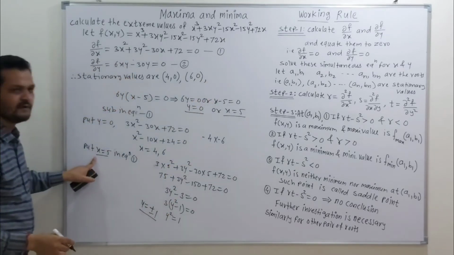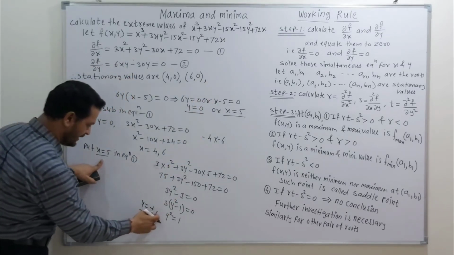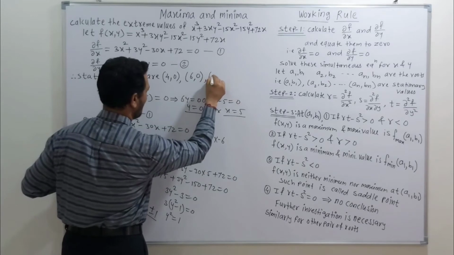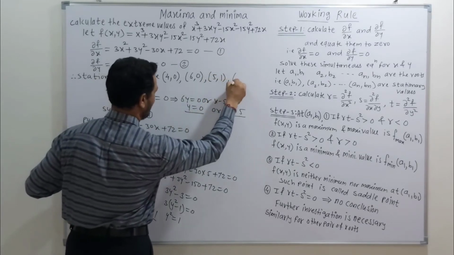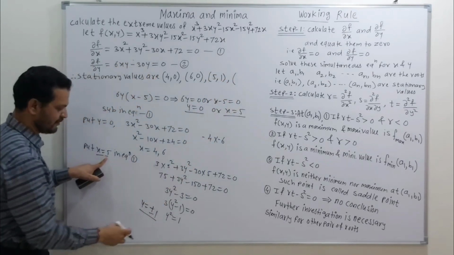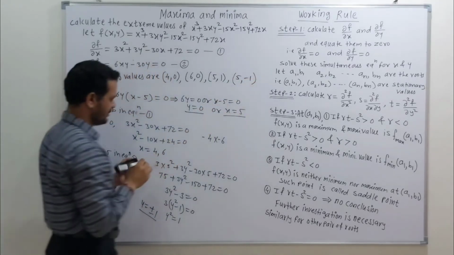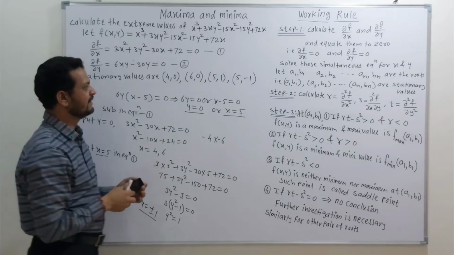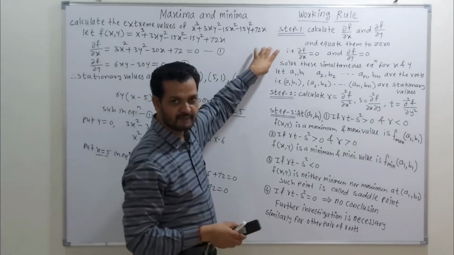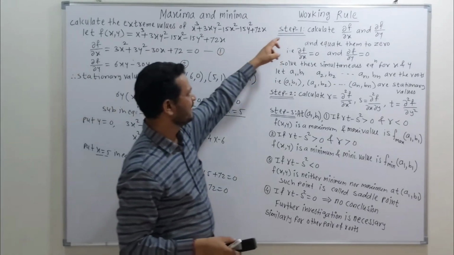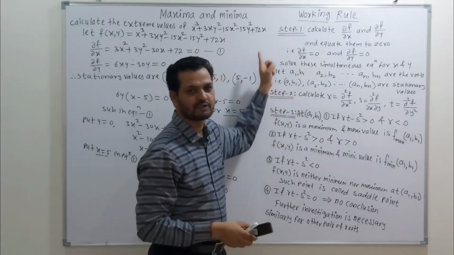Then the next stationary value, x is equal to 5, y is equal to 1, so this is (5, 1). And the last stationary value is x is equal to 5, y is minus 1, so this is (5, -1). So friends, in this way we get the solution of this maxima and minima problem with the help of step number 1. So this is all about step number 1.